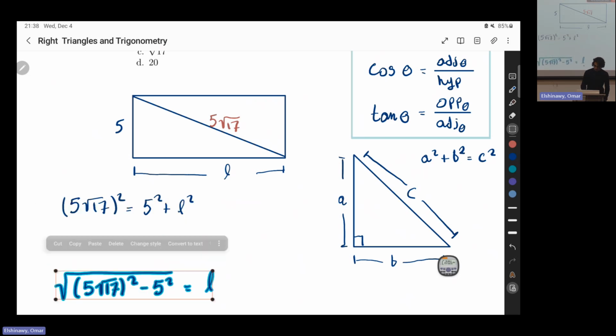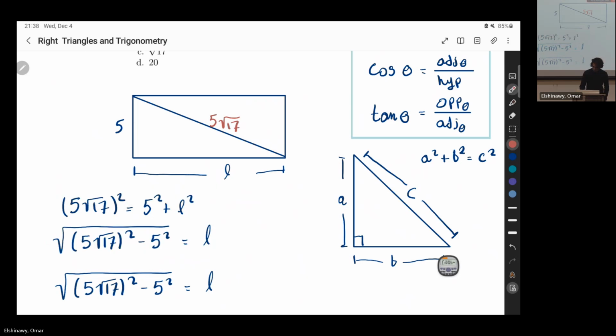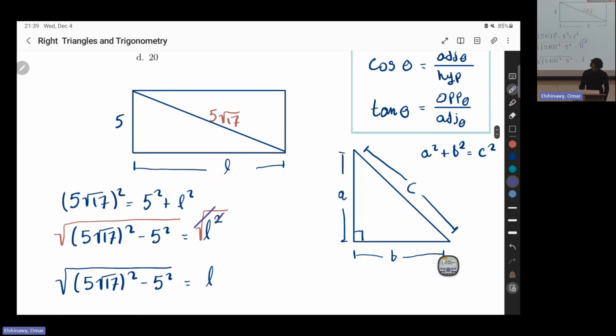Let me write this. If I just write the square, then we can remove it. No, this is not correct, this doesn't cancel out. Sorry. This is just L squared, and I cancel out the square with the square root. This is correct. So again, that L is this thing. You can use a calculator.